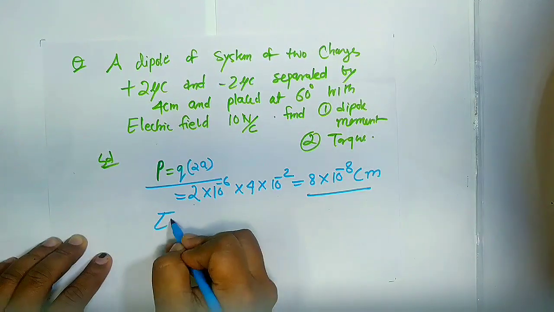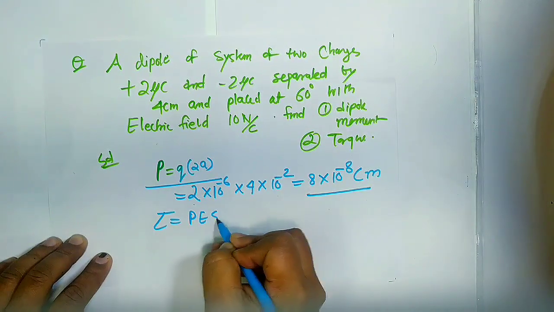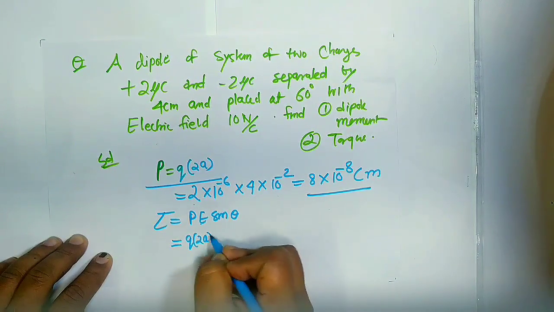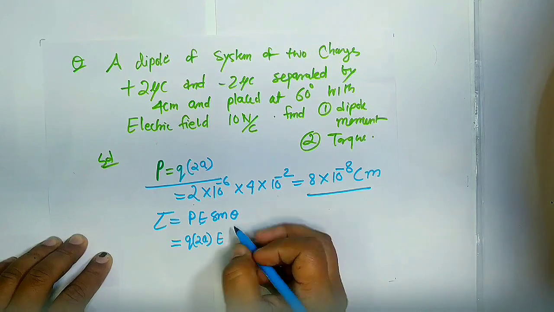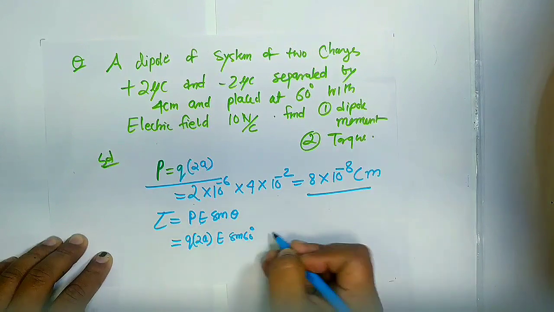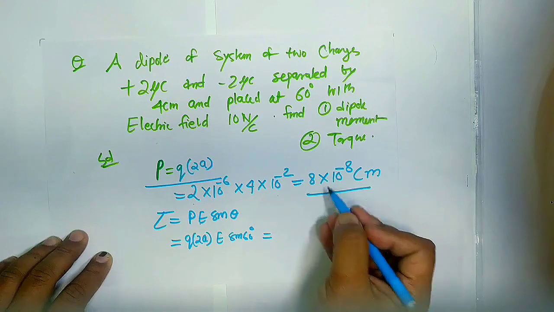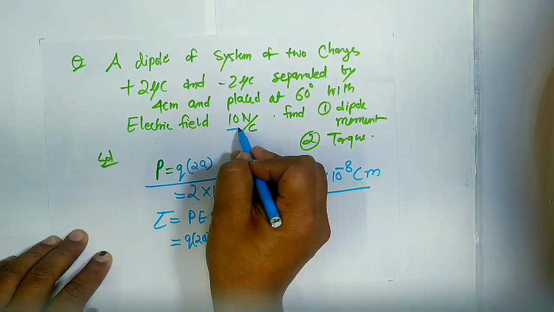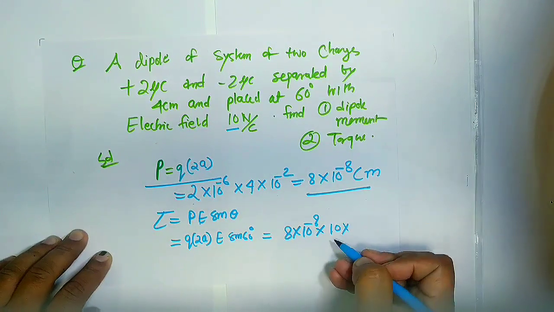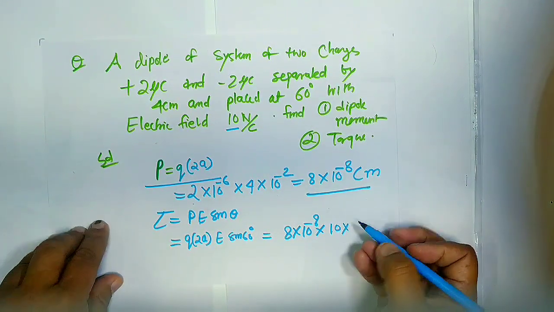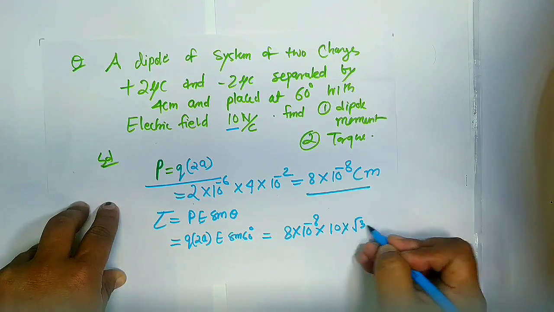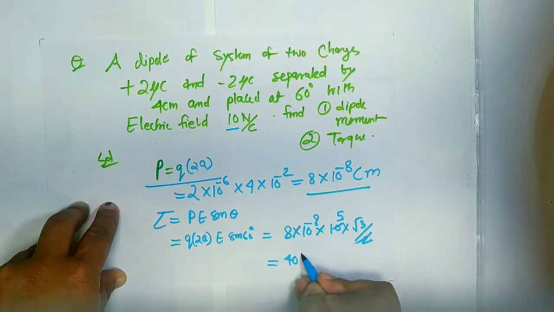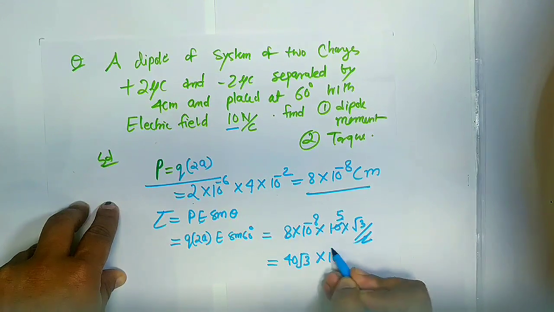Now what is torque? Torque is PE sine theta. What is P? Q into 2A. E is given, sine theta, sine 60. So Q into 2A you have already calculated. We can write 8 into 10 to the power minus 8. What is the electric field? 10. And sine 60, all of you know, is root 3 by 2. So 2 5 is 10. It makes it 40 root 3 into 10 to the power minus 8.